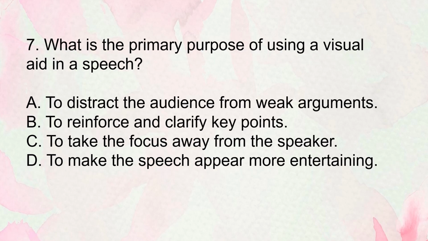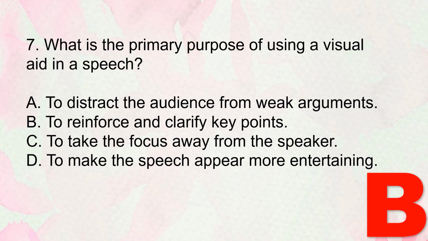Number seven, what is the primary purpose of using a visual aid in a speech? Letter A, to distract the audience from weak arguments. Letter B, to reinforce and clarify key points. Letter C, to take the focus away from the speaker. Or letter D, to make the speech appear more entertaining. All right, the best answer is letter B.